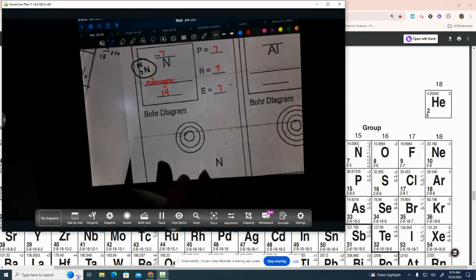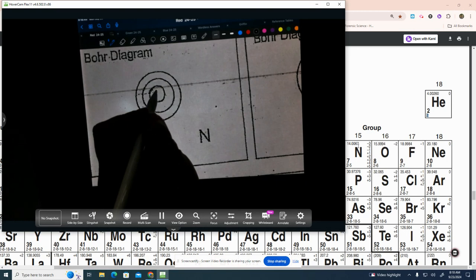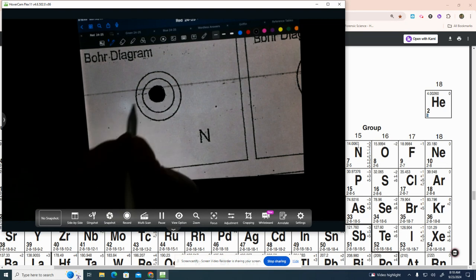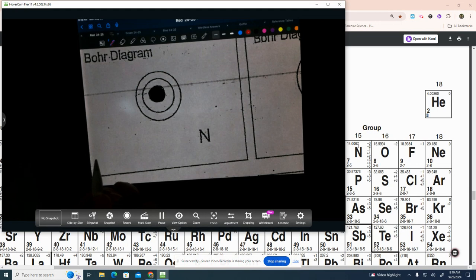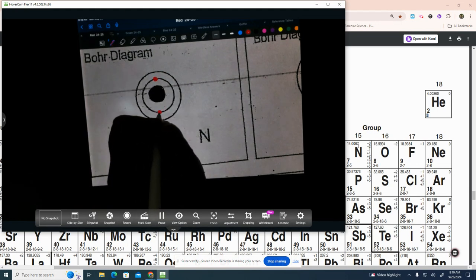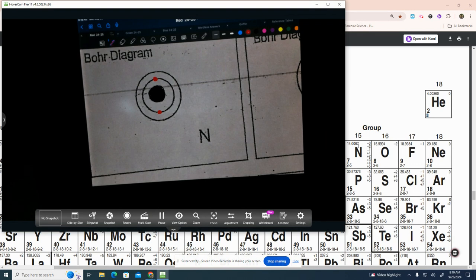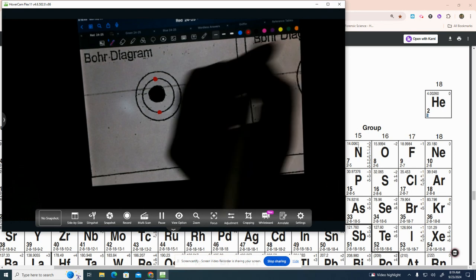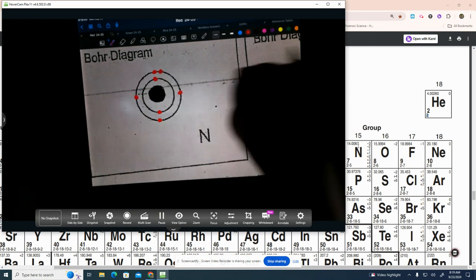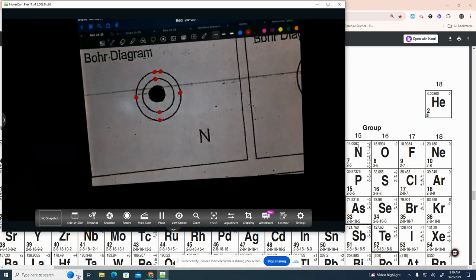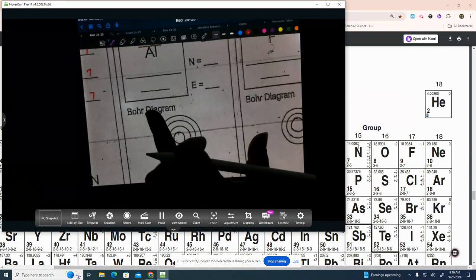Okay. Now, let's draw the Bohr diagram. This is my nucleus right here. How many electrons go on the first energy level? 2. 1, 2. How many electrons go on the second energy level? 5. 1, 2, 3, 4, 5. How many valence electrons does it have? 5. Okay. All right, let's do aluminum.